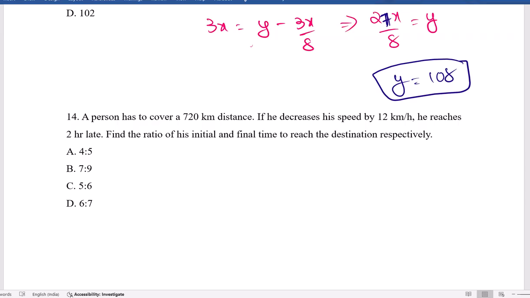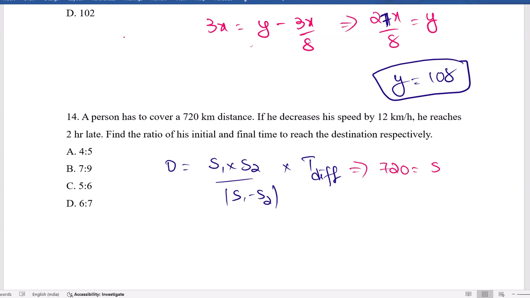Fine. Now see, there is a case like distance is the product of speeds divided by difference between speeds, into time gain. This is time difference. Distance here is 720. Speeds are s into s minus 12. Difference is 12. Time gain is 2 hours. Now this is 360. S into s minus 12 is 360 into 12.